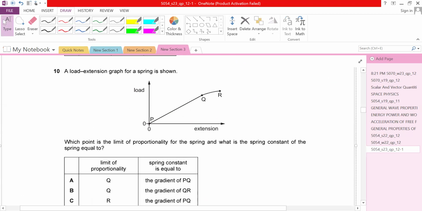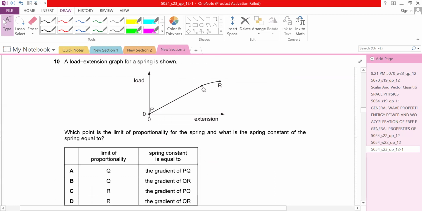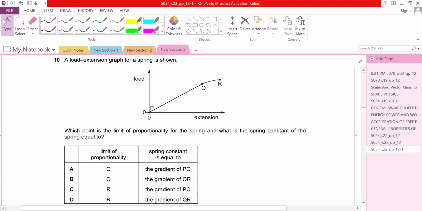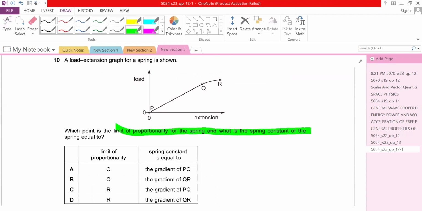This is question number 10 and it shows a load extension graph of a spring. Which point is the limit of proportionality of the spring, and what is the spring constant of the spring equal to? The limit of proportionality is at point Q. Cut out the C and D options. Then the spring constant is equal to the gradient of P and Q. Option A is correct for question number 10.